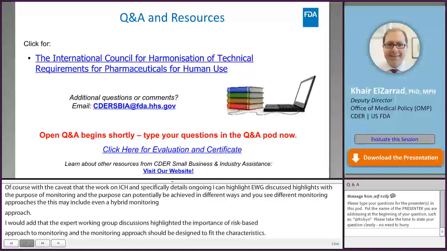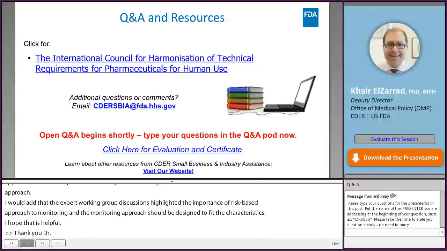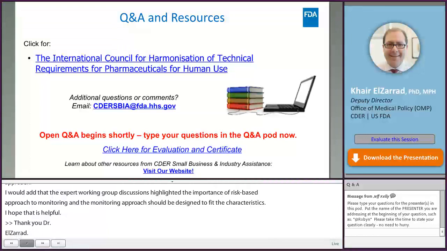Thank you, Dr. El-Zarad. The second question for you, what is the FDA's position on implementation of machine learning and AI into clinical trial operations, QA, and monitoring?